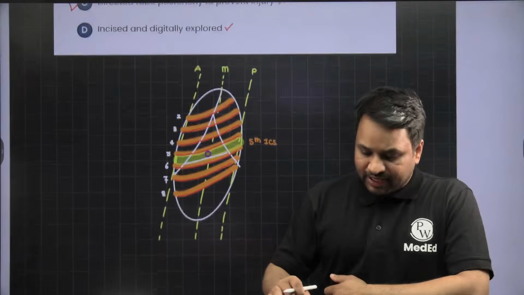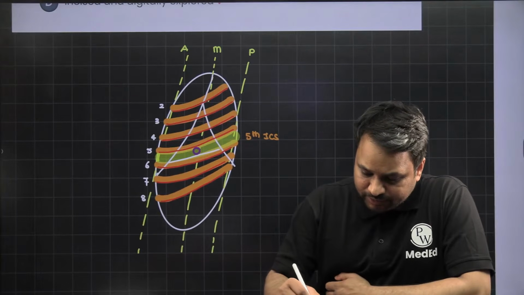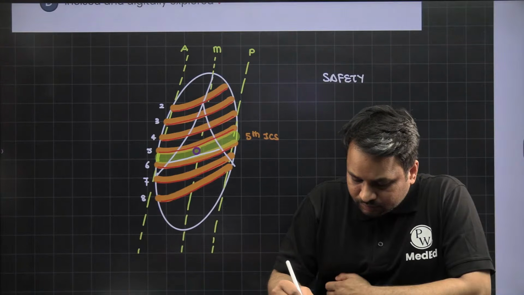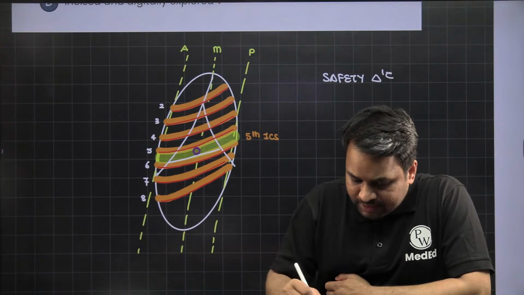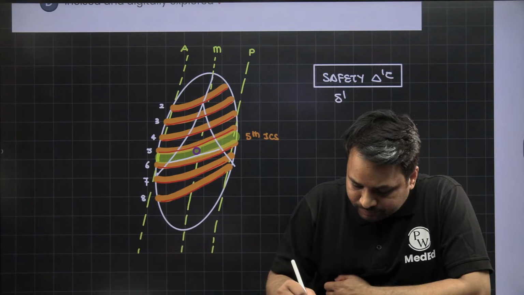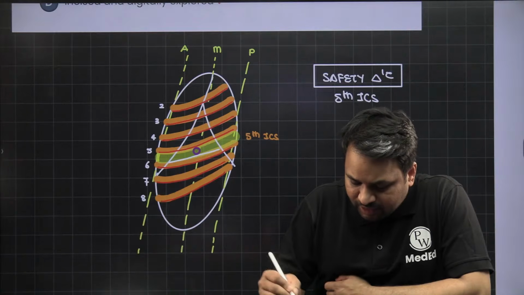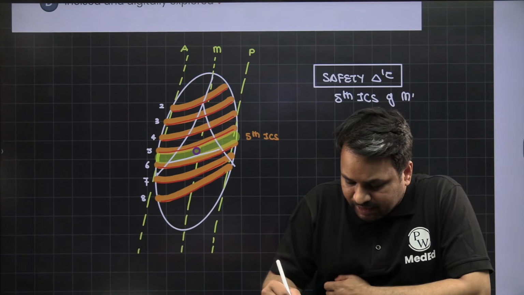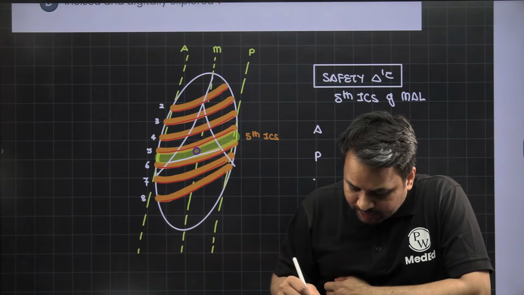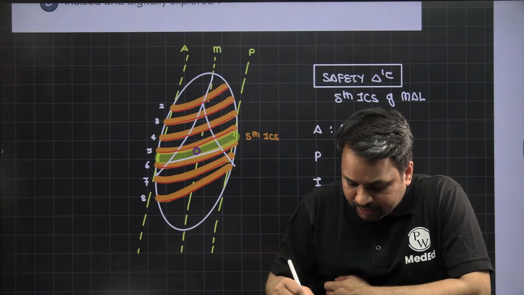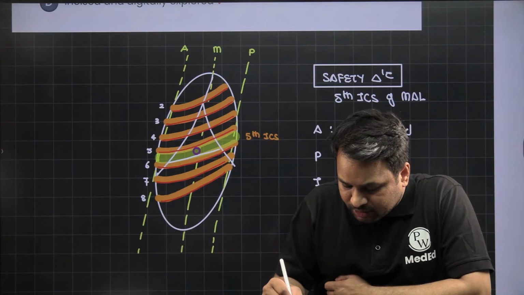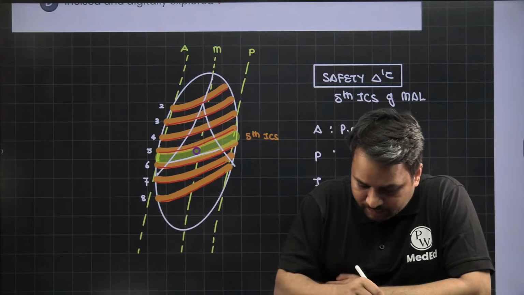Now, if they ask you what are the boundaries of the safety triangle: the safety triangle is present in the fifth intercostal space, in the mid-axillary line. Anterior is formed by the pectoralis major muscle. Posterior is formed by the latissimus dorsi muscle.